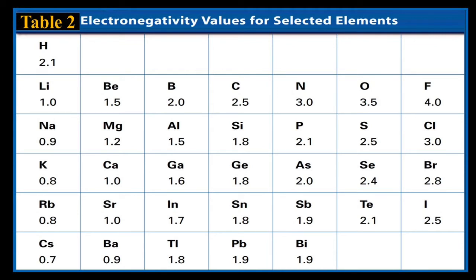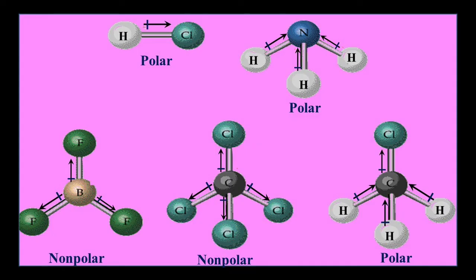Here is a table, Table 2 from Chapter 6, which shows the electronegativities of elements, where fluorine is 4, that's high, and it decreases diagonally across to cesium, which is 0.7. Francium is also very low, that's below that. And here are some compounds, some molecules, hydrogen chloride, polar, and you have this unbalanced shift in the dipoles.